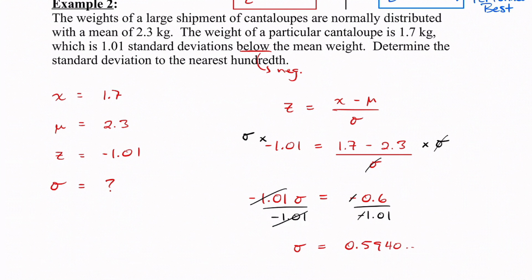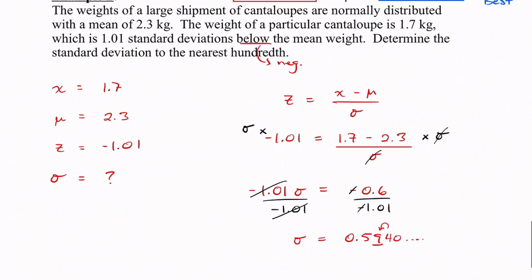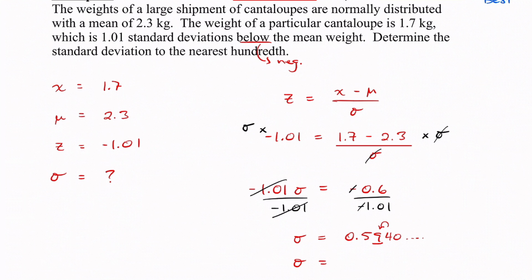0.5940 and then some other decimals. And in this question, it asks us to round to the nearest hundredth. So we want this one right here. The 4 is not going to round that up. So our standard deviation is just equal to 0.59.